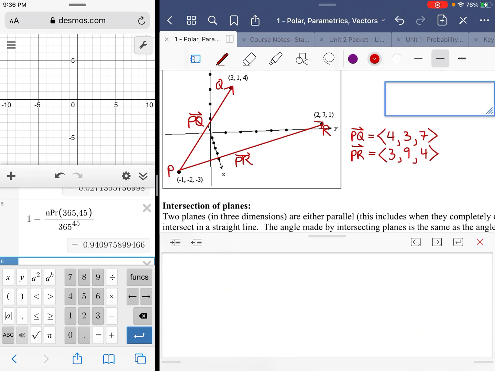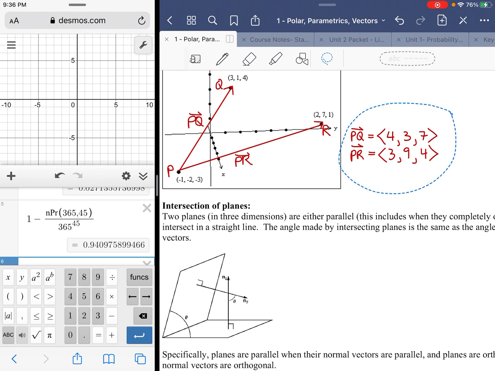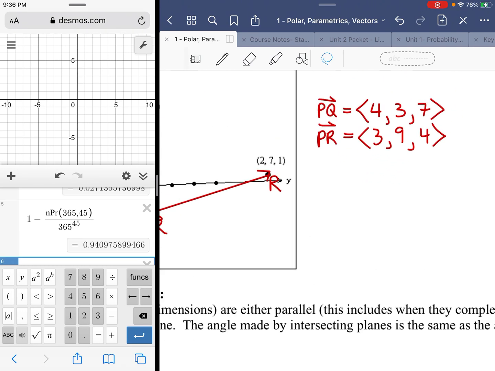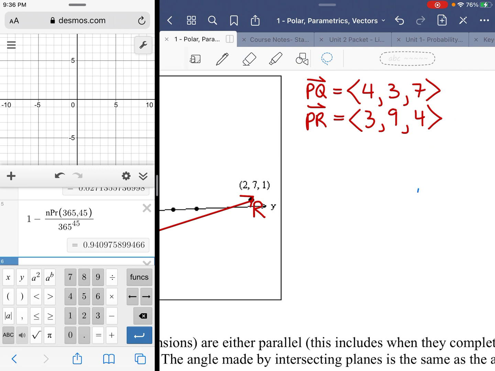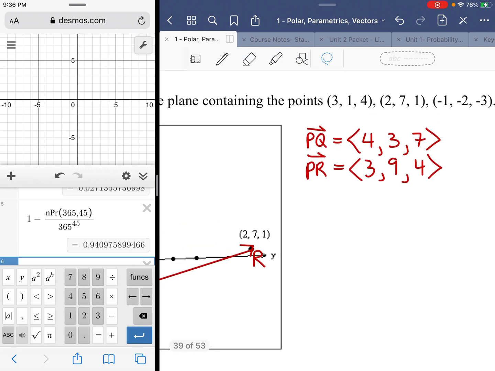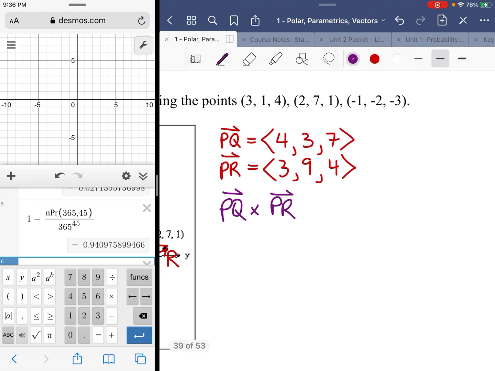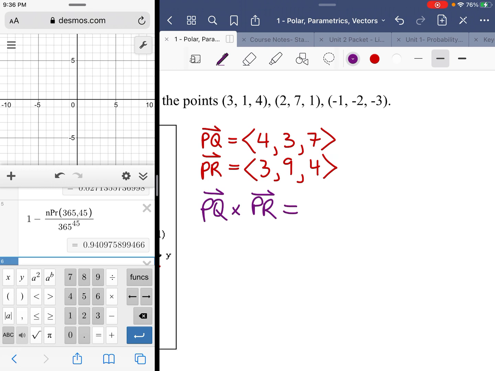So I need the cross of those two vectors. That'll give me my normal vector. And whether or not you want to visualize it and plot it is up to you. I might take a quick look. GeoGebra is a good resource when it comes to that. But the cross of these two vectors, so i, j, k, 4, 3, 7, 3, 9, 4.